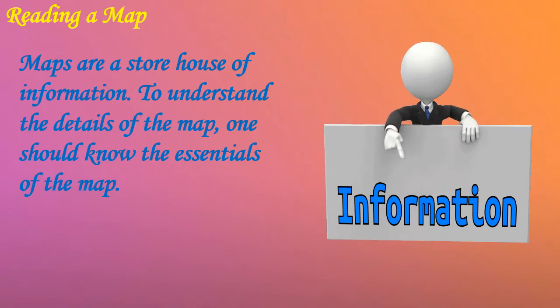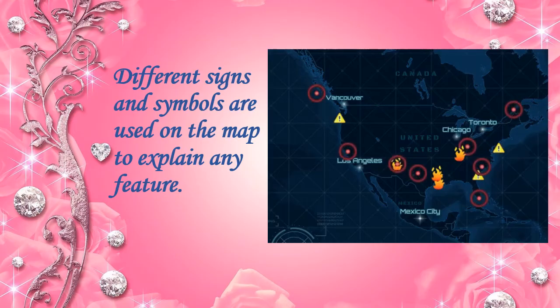Maps are a storehouse of information, but to understand the details of the map, one should know the essentials of the map. So what are these essentials? These essentials are nothing but the different signs and symbols which are used on the map to explain a particular feature. Each and every map will have certain signs and symbols, and each of these signs and symbols will represent a particular feature on the map.